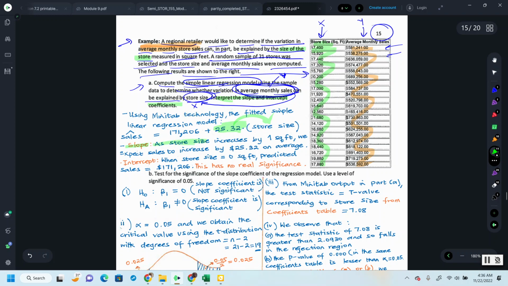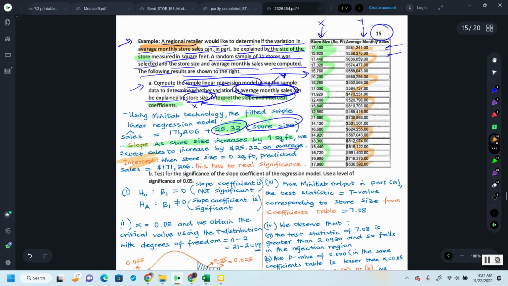This means as the store size increases by 1 square footage, that is as X increases by 1, we expect sales to also increase. Why? The slope is positive. So we expect sales to also increase by $25.32 on average. That is the interpretation of the regression slope.